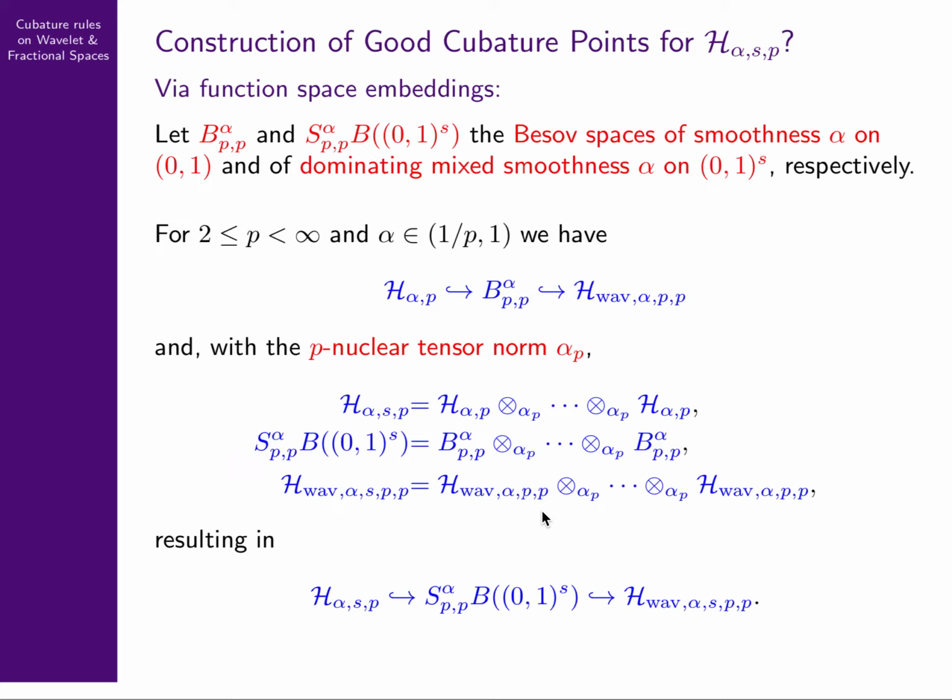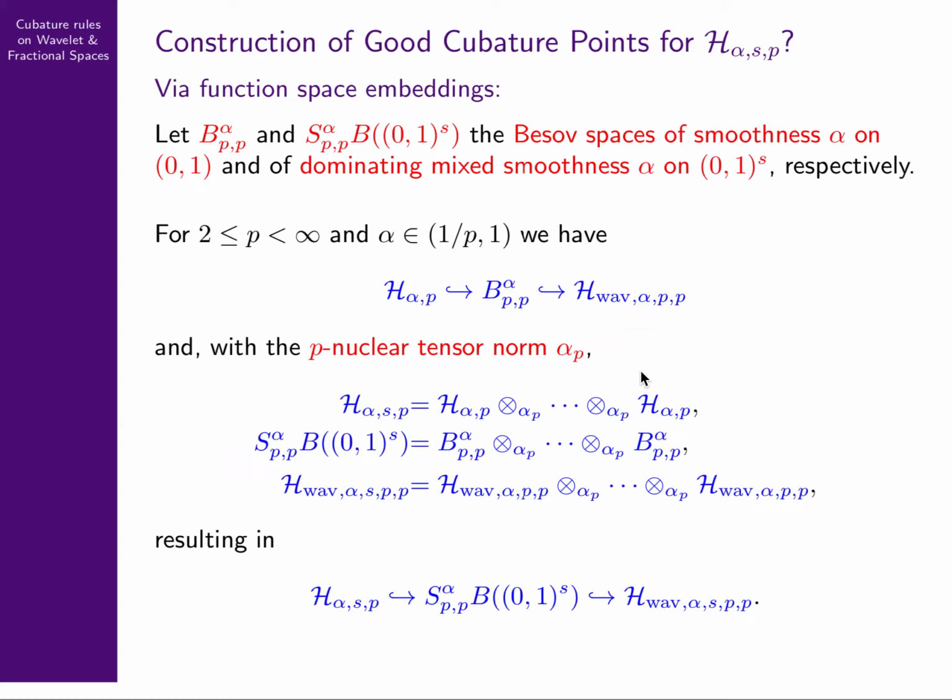And the good news is they are all tensor products with respect to the same uniform tensor norm, namely the so-called p-nuclear tensor norm alpha_p. So this alpha_p has nothing to do with this alpha, that's just a coincidence. The p-nuclear tensor norm is called alpha_p, and there's no relation between this alpha and this alpha.